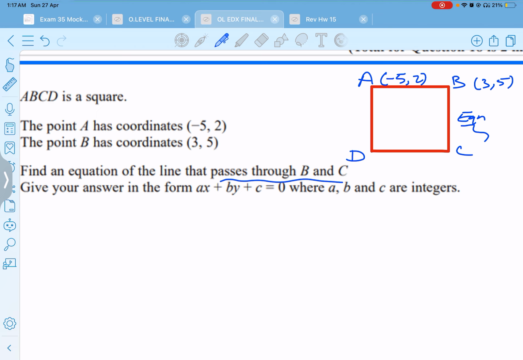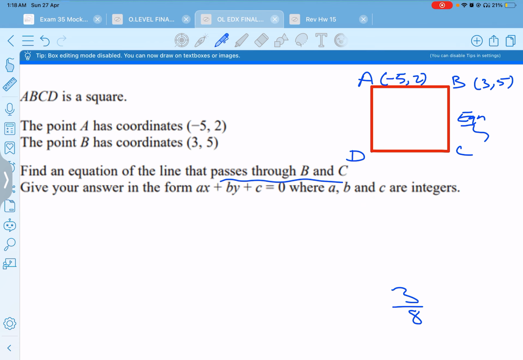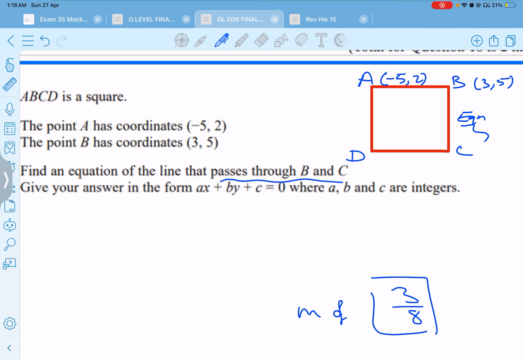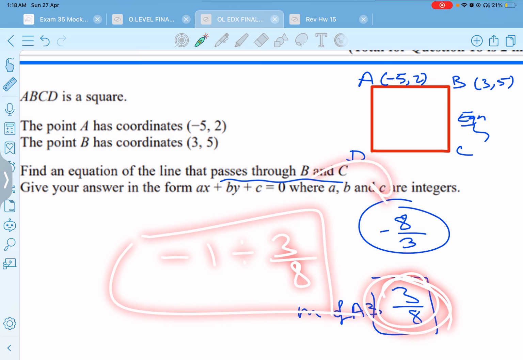Okay, so basically find the gradient of AB, m of AB, by y2 minus y1 over x2 minus x1: 5 minus 2 over 3 plus 5. This is 5 minus 2, 3 plus 5, so it's going to be 3 over 8, the m of AB. So the m of BC is going to be negative 8 over 3. This is done by negative 1 divided by the gradient of the perpendicular line. You're going to get this same answer.